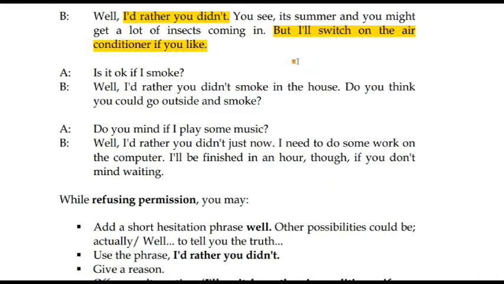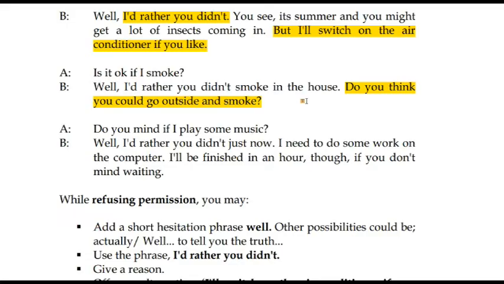This is the best way to refuse permission: if you are refusing somebody, explain the reason and point that individual in an alternative direction, showing what else could be done. Is it okay if I smoke? Well, I would rather you didn't smoke in the house. Do you think you could go outside and smoke? You have provided an alternative. So alternatives are very important to maintain your relationship when you are refusing permission.